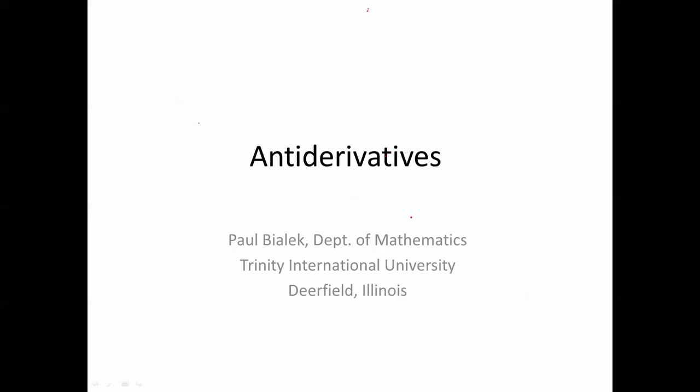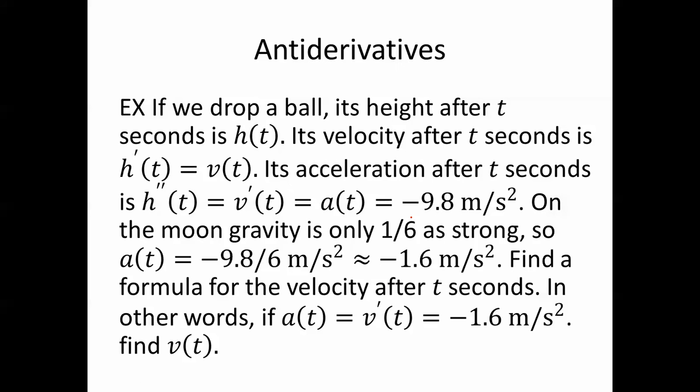Let's look at antiderivatives. If we drop a ball, its height after t seconds is h of t. Its velocity after t seconds is h prime of t, v of t. Its acceleration after t seconds is h double prime of t, which is v prime of t, or a of t, negative 9.8 meters per second squared, at least on Earth.